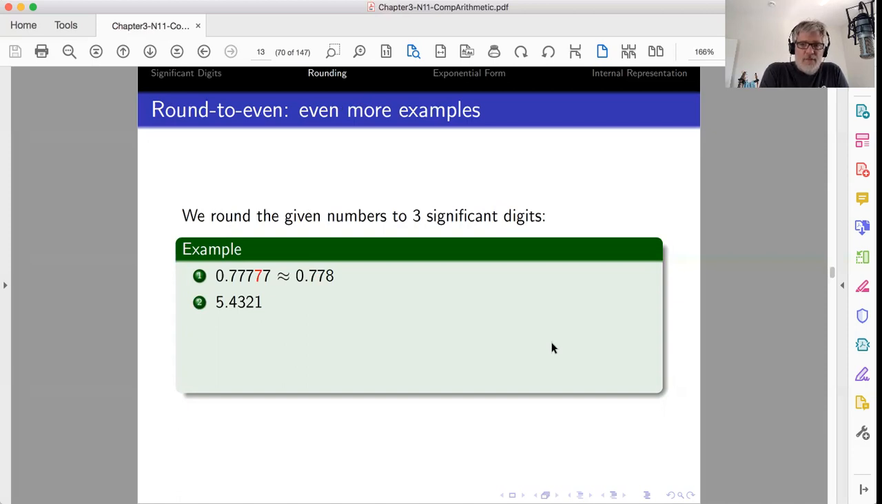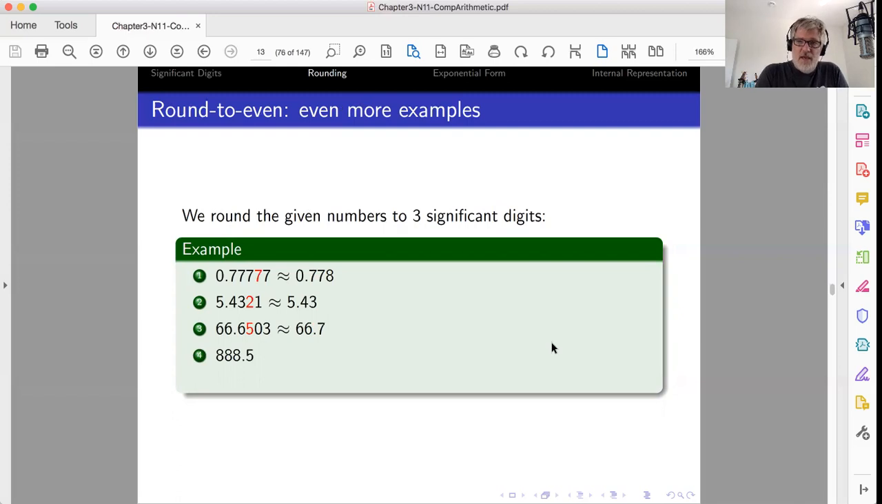5.4321, everything here is significant. So the first 3 significant digits are 5, 4, and 3. The next one is 2, so that's our test digit. It is less than 5, so nothing happens. I just keep 5.43. 66.6503, everything here is significant. So the first 3 significant digits are 66.6. Test digit will be 5. And so I look after that, there's a 3, so I go up, so 66.7, yes.